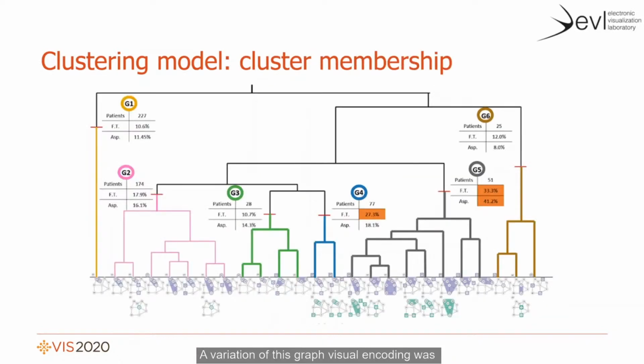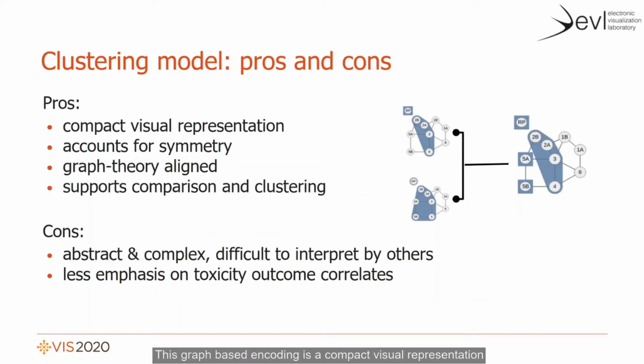A variation of this graph visual encoding was used in an interactive interface to assess different spatial similarity measures, and then to explore different clusterings and cluster membership as part of a dendrogram. This graph-based encoding is a compact visual representation of the disease spread in patients. It accounts for symmetry and is aligned with the graph theory we used to calculate similarity.